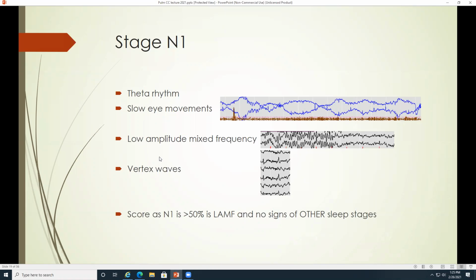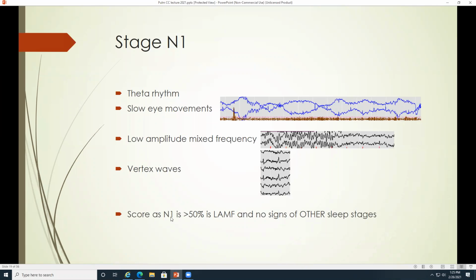You can also see what are called vertex waves. These are sharp, pointy waves that can appear. They are somewhat rare, but they are indicative of N1 sleep. So if you do see those, that can give you another hint as to what stage you're in. But again, with the low amplitude mixed frequency, you have to be able to pick that up and see where it occurs. It just looks like really small squiggly lines, like nothing that really stands out to you when you see it.